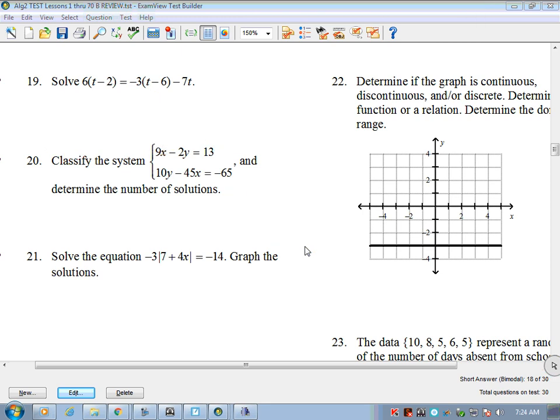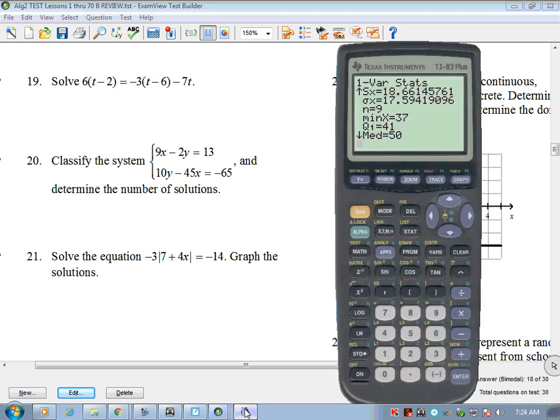All right, next one, classify the system, determine the number of solutions. I would set this up as a matrix. Let's see what we get. This is a good question because it's a little different than what you normally see. Okay, let's go second matrix. This is another 2 by 3, so we're going to edit it. We're going to leave it as a 2 by 3.